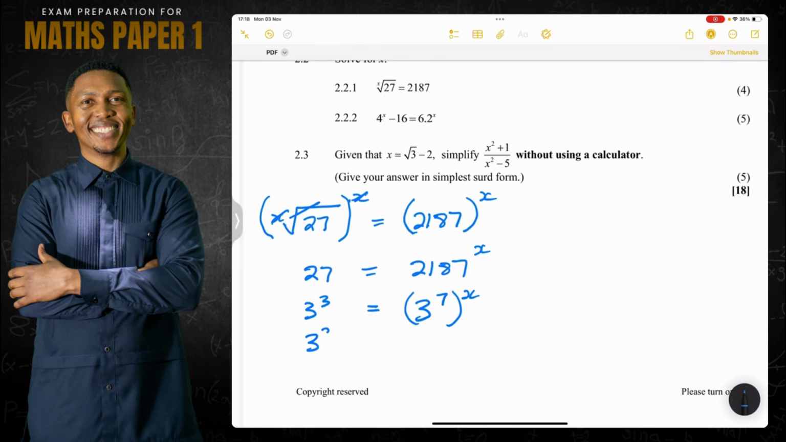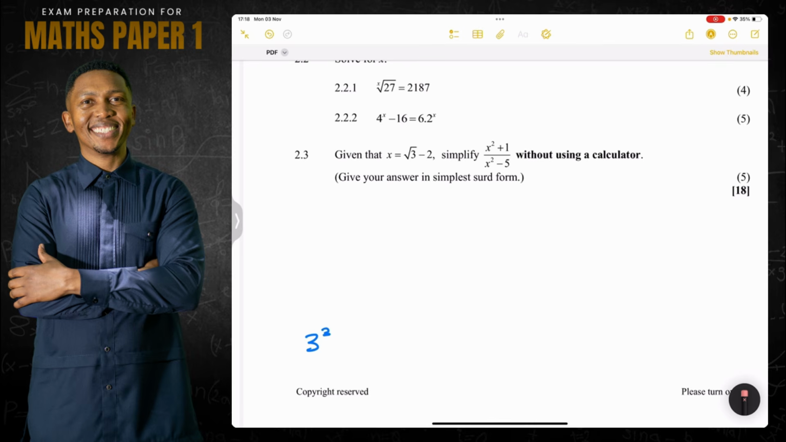Now we've got 3 raised to the exponent of 3, and we've got 3 raised to the exponent of 7x. Our bases are the same, and so we can drop down the exponents. So 3 is equal to 7x, and if we divide by 7 on either side, x is equal to 3 over 7. Right, and that is how the cookie crumbles, ladies and gents. Those are our exponential laws. Let's go on to the next part.